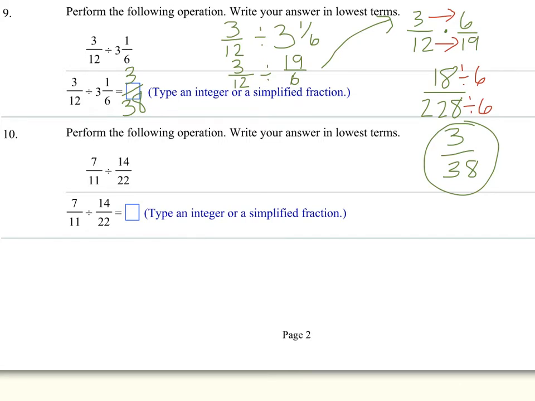At this point, I want you to pause the video and do numbers 6 through 10 on your own. Practice multiplying and dividing fractions.